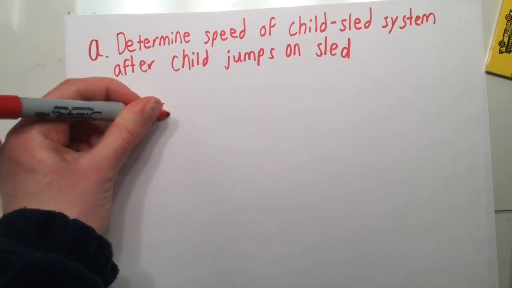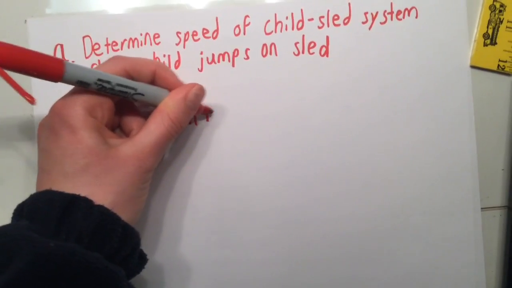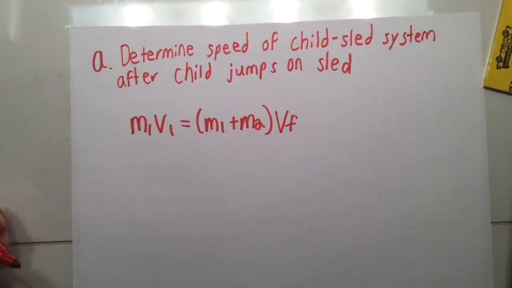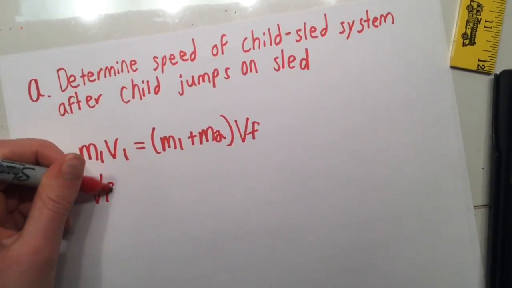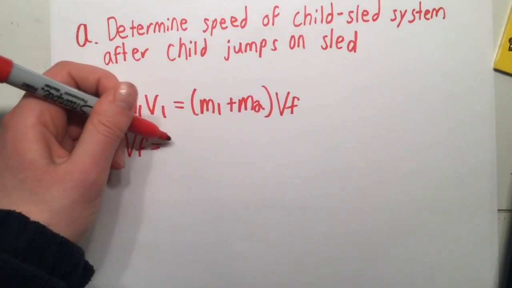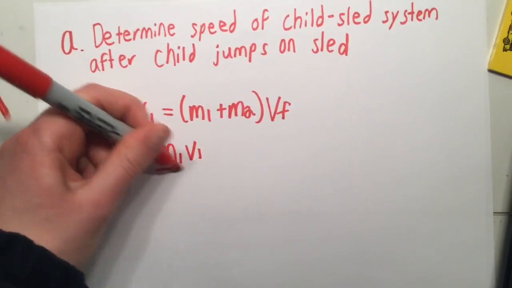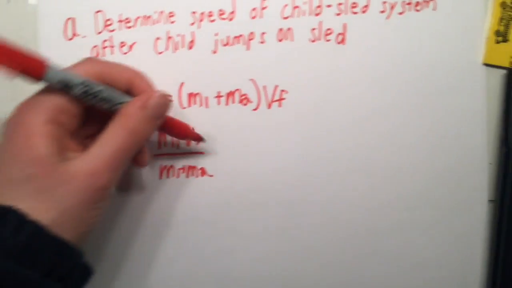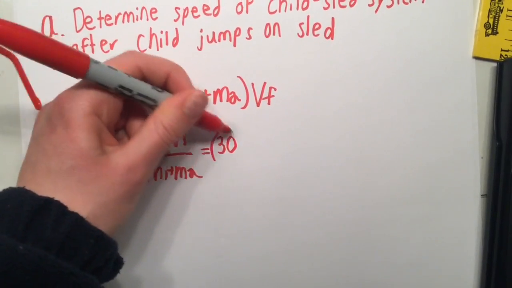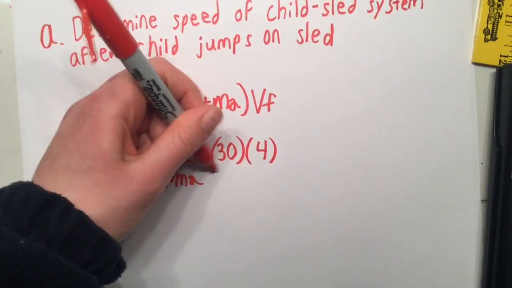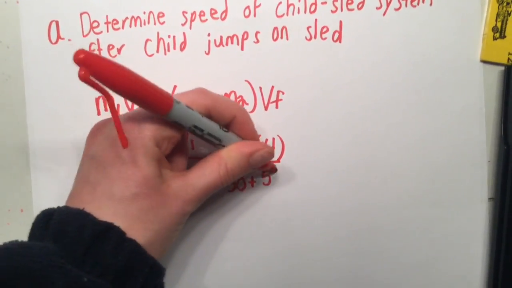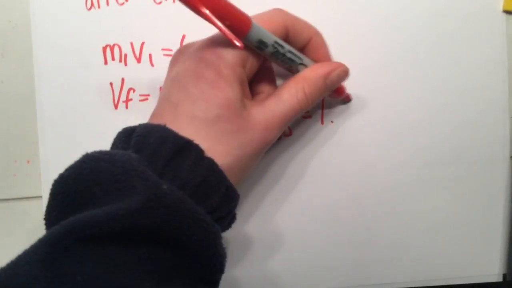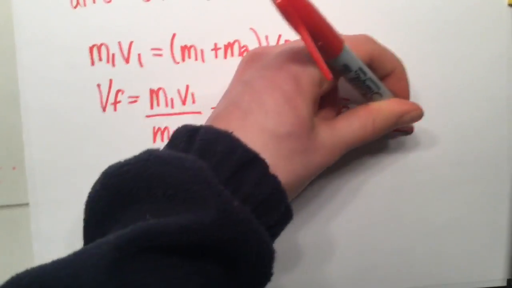First, we can write that m1 v1 is equal to m1 plus m2, which is the total mass, times the final velocity. So we're trying to solve for v final. To isolate v final, we see that v final is equal to m1 v1 divided by the total mass, which is m1 plus m2. Now we can plug in our values, and we solve that the final velocity is equal to 1.5 meters per second.